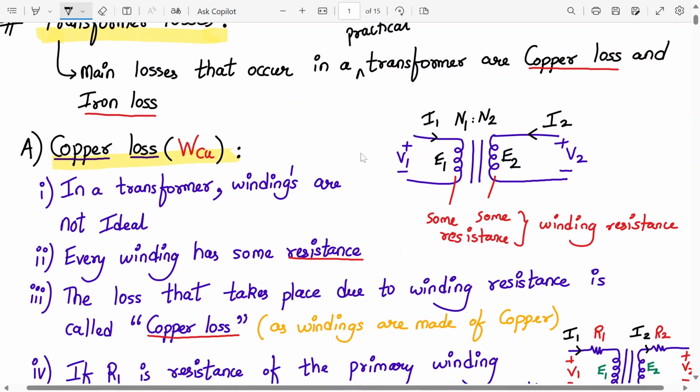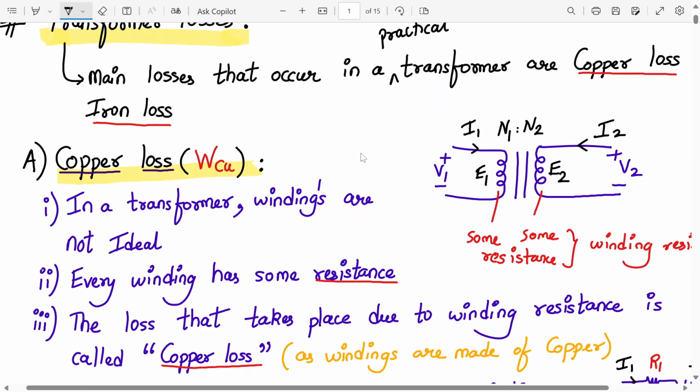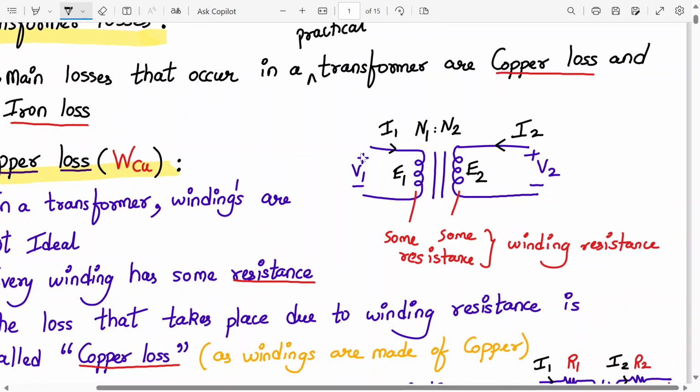Now what is a copper loss? Let's see this diagram in more detail. Here is my symbol of a transformer, let's say a practical transformer. It is made up of primary and secondary windings, which are made up of copper wires. Whenever a copper wire is wound around, it behaves as inductive, but we have a resistance also associated with it. So there is some winding resistance, and whenever there is a resistance, there is an I square R loss, which is the copper loss.